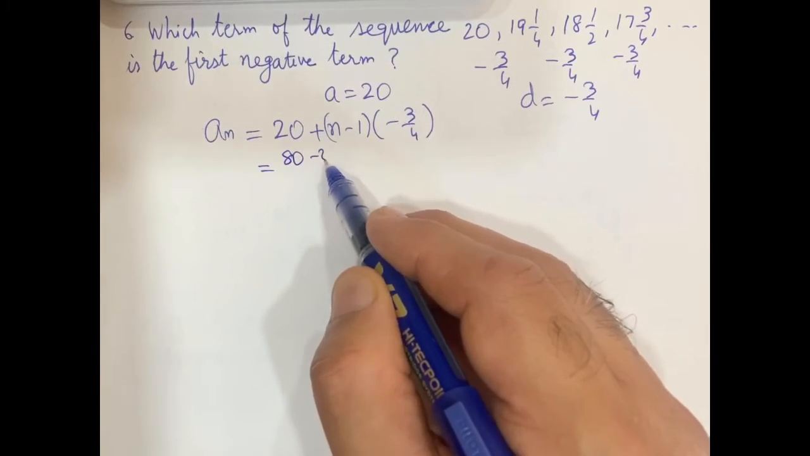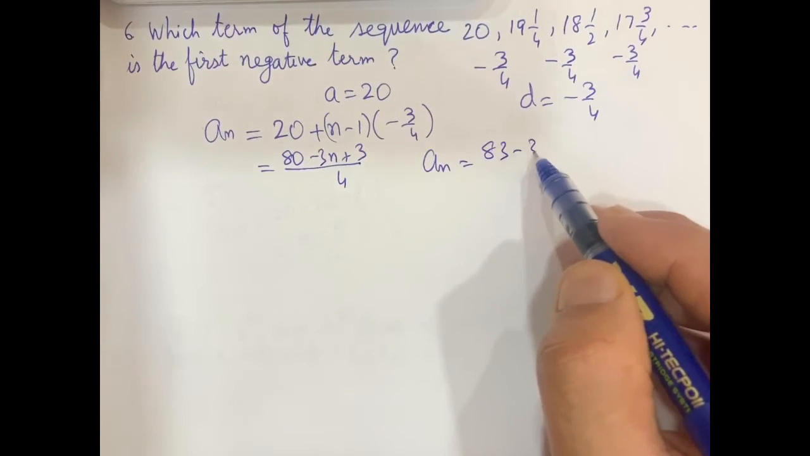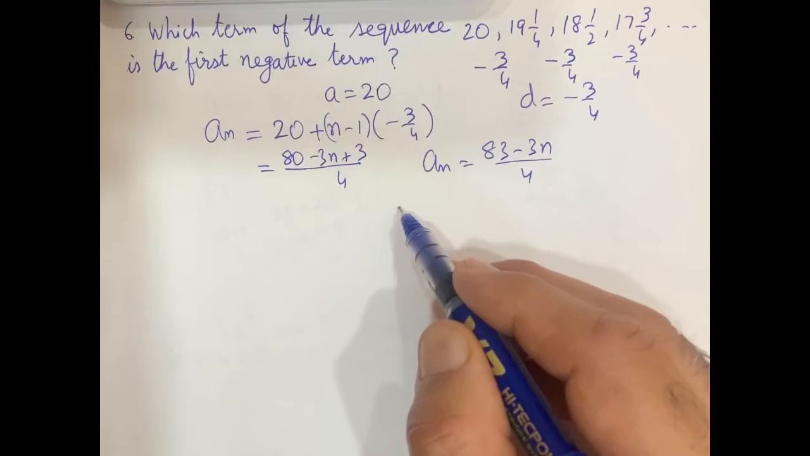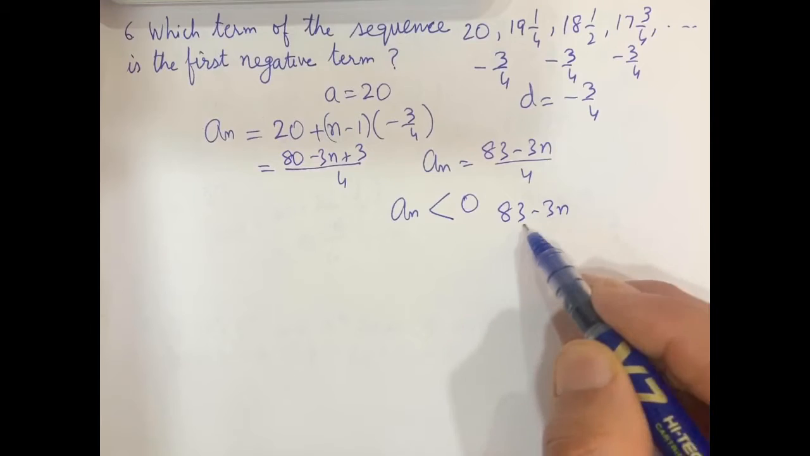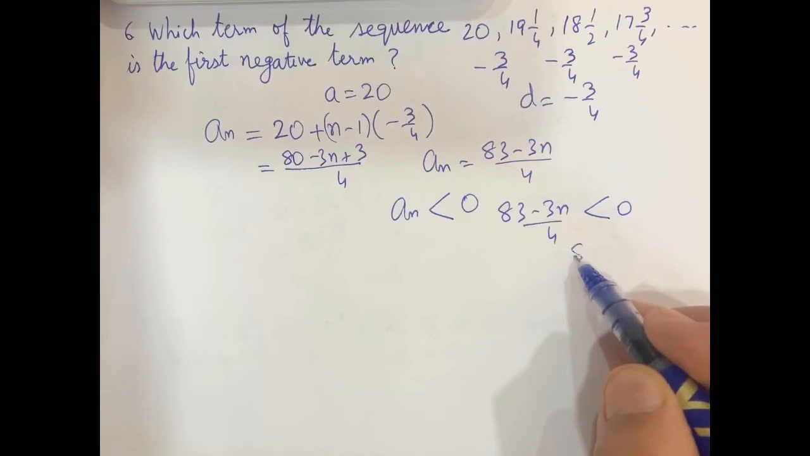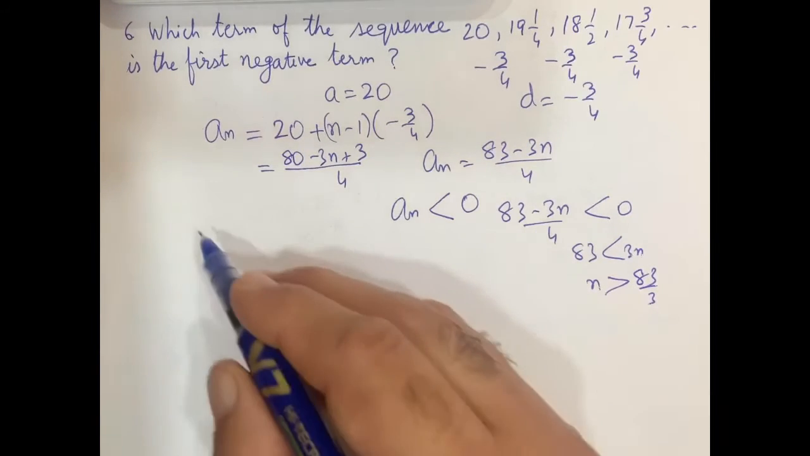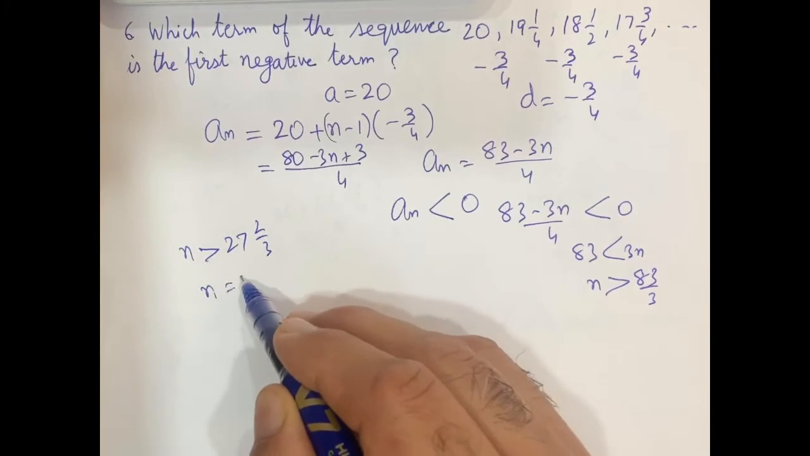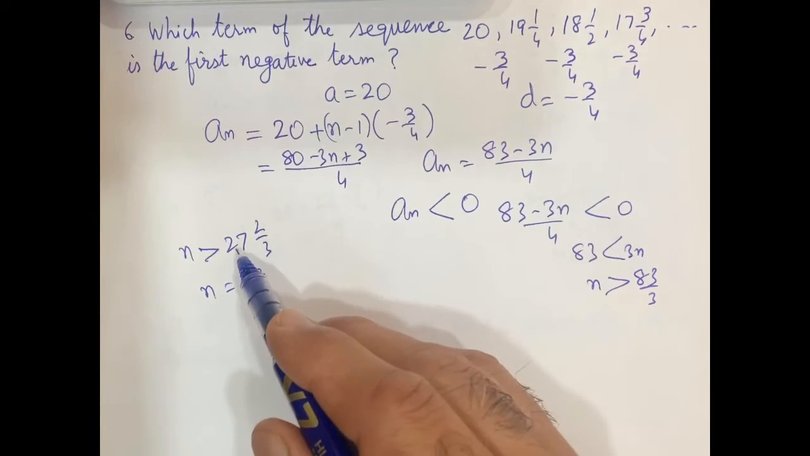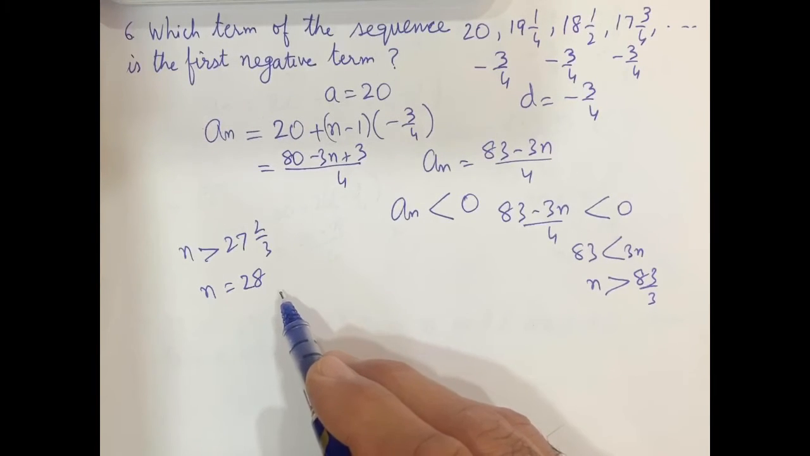It's 80 minus 3n plus 3 by 4. That is, the nth term is 83 minus 3n by 4. Negative means it's less than 0. That is, 83 minus 3n by 4 is less than 0. That's 83 less than 3n, or n greater than 83 by 3. That is, n is greater than 27 2 by 3, greater than 27 point something, 27.6, so n is equal to 28. So that means the 28th term is the first negative term.